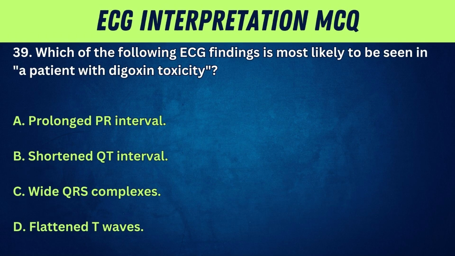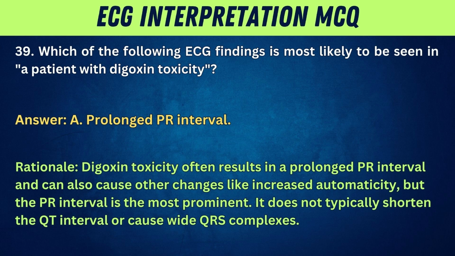39. Which of the following ECG findings is most likely to be seen in a patient with digoxin toxicity? A. Prolonged PR interval. B. Shortened QT interval. C. Wide QRS complexes. D. Flattened T waves. Answer: A. Prolonged PR interval. Rationale: Digoxin toxicity often results in a prolonged PR interval and can also cause other changes like increased automaticity, but the PR interval is the most prominent. It does not typically shorten the QT interval or cause wide QRS complexes.